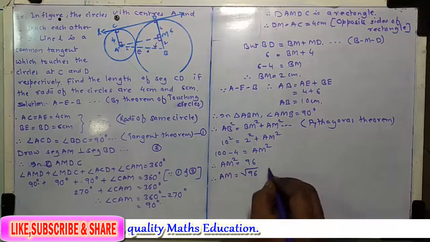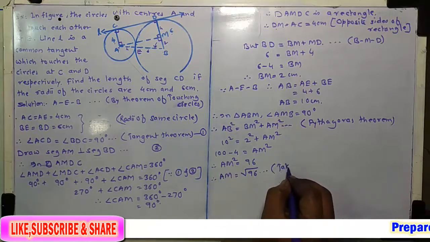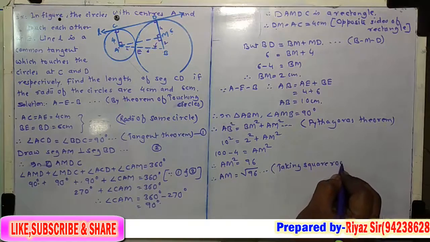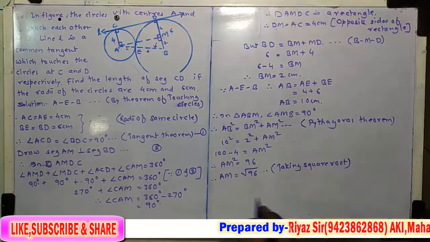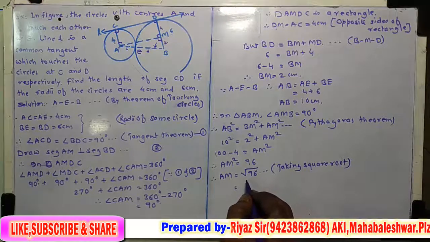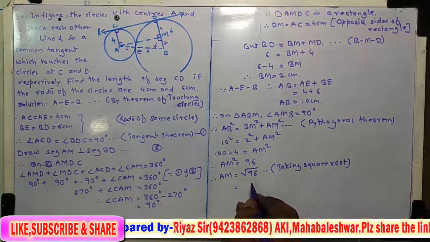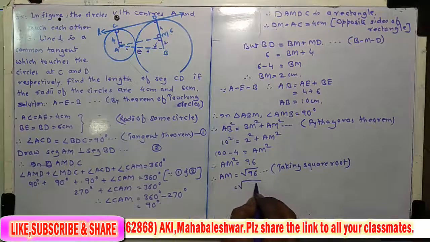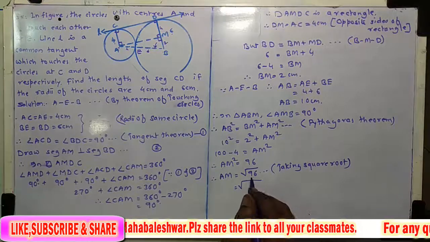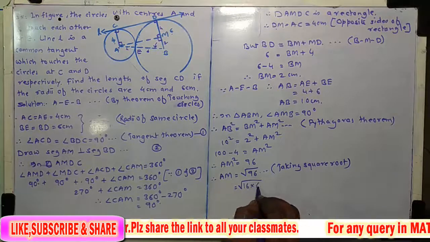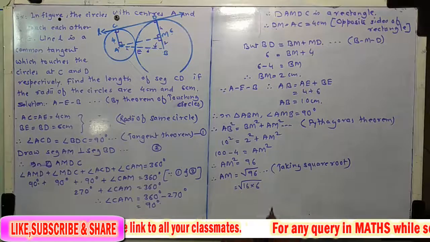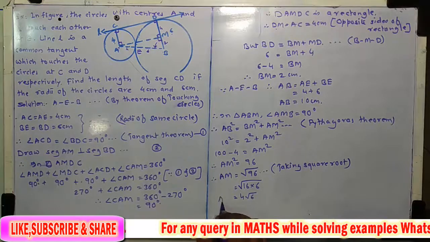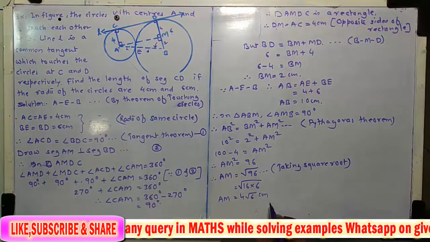And to remove this square, taking square root on both sides, you will get AM is equal to square root of 96. Now 96 is not a perfect square. Right? So we have to find the factors for 96 so that one factor should be a perfect square. So that number will be 16. Yes, 16 times 6 is 96. In that, 16 is a perfect square number. So square root of 16 is 4, so square root of 96 is 4 root 6. So this is the required value for AM, in centimeter.